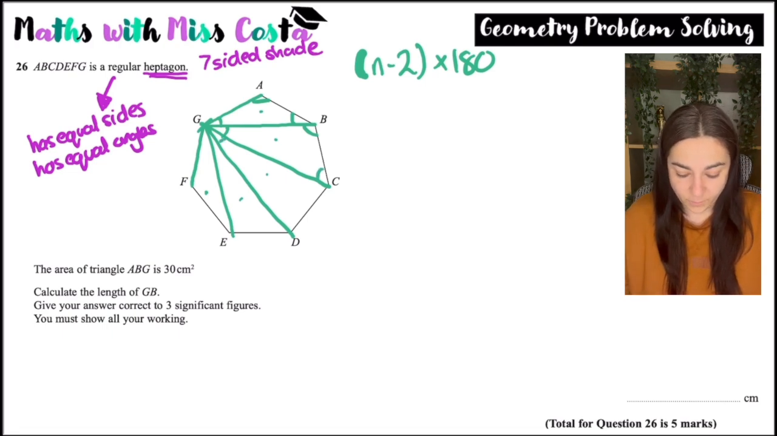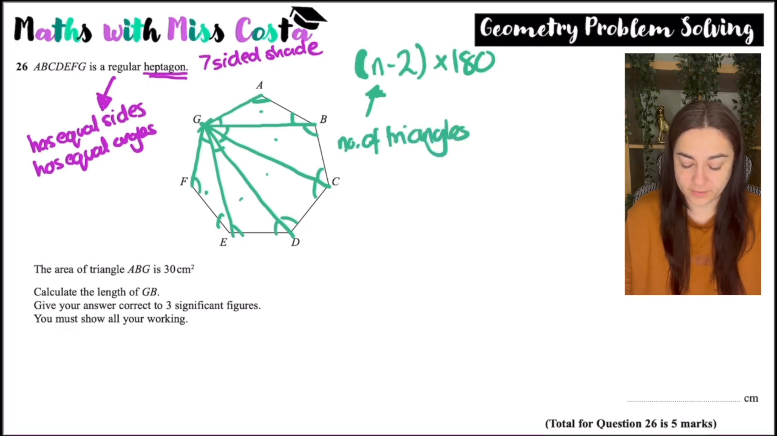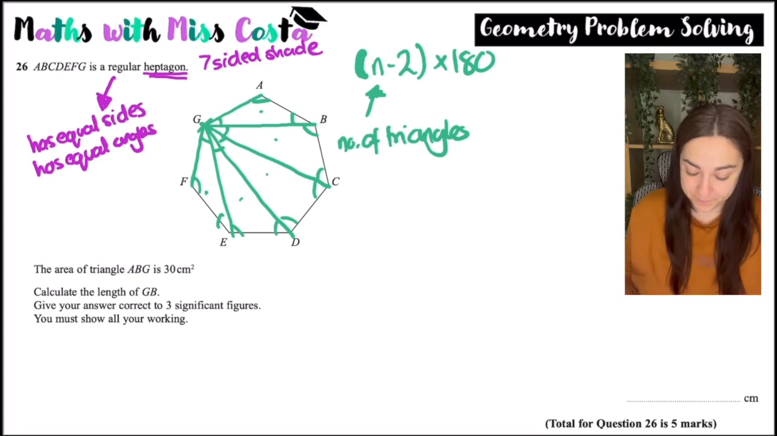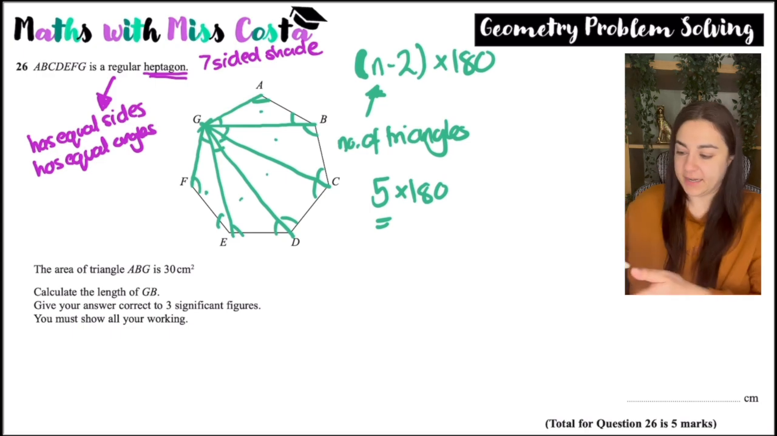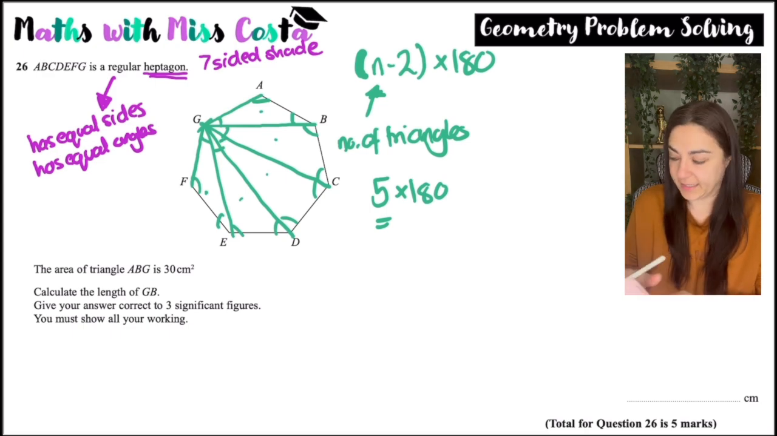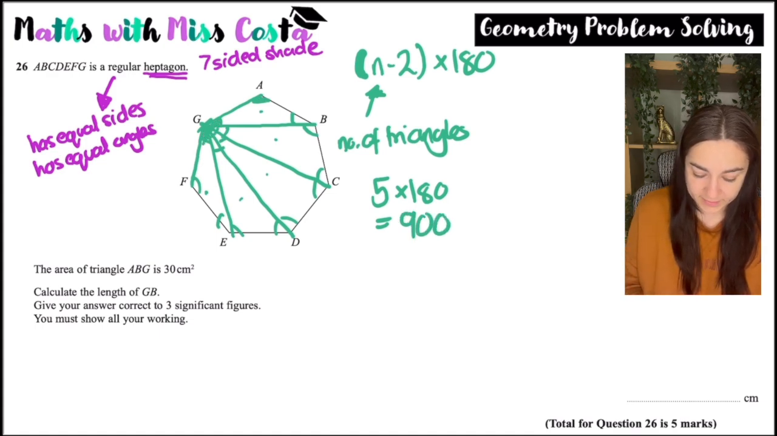So if you try this with absolutely any polygon, you will find that there's always 2 less triangles than there are number of sides. That's why I do the number of sides take away 2 times by 180. So that's just a little recap on that. So I know that there are 5 triangles in this shape, and 5 times 180 is 900. So I know that the sum of the interior angles, so this angle plus this angle plus this angle and so forth, they are all going to add to make 900 degrees.